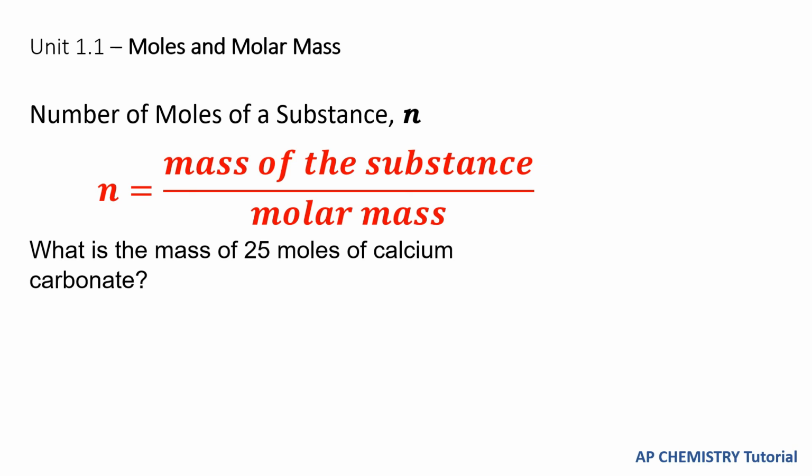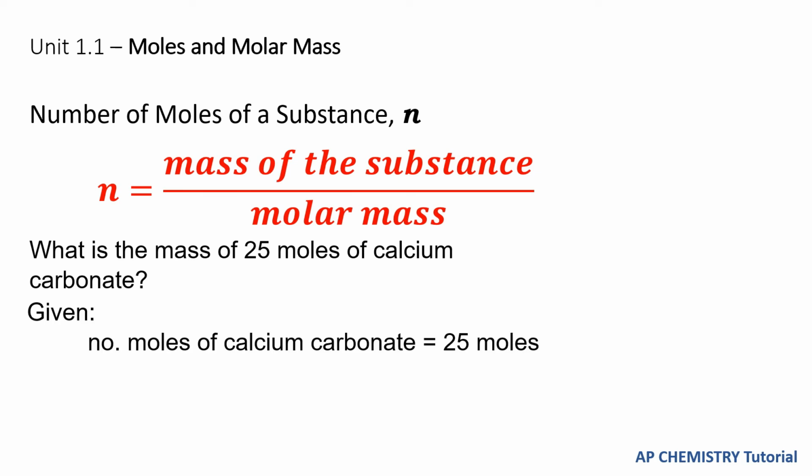Another problem here, but this time the number of moles is identified and we have to determine the mass of the substance. What is the mass of 25 moles of calcium carbonate? So the number of moles is given, and that is 25 moles. Then, using the formula coming from the formula of n, we can determine the mass of the substance by multiplying the number of moles of the substance times its molecular weight, or the molar mass.